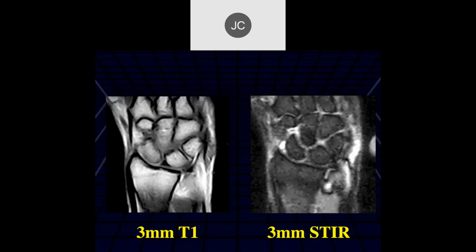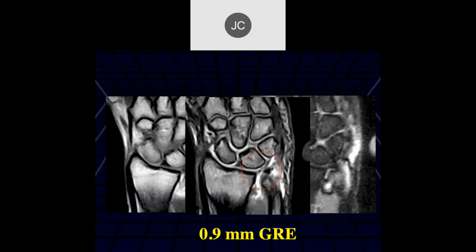All right. So here we have some 3 millimeter images, T1 and STIR. On the T1, it looks like there may be a perforation of that central disc, but on the STIR, I don't see it as well there. Concern that. So let's go to the 0.9 millimeter thick contiguous images done by gradient echo on this low field scanner, and this is what it looked like.